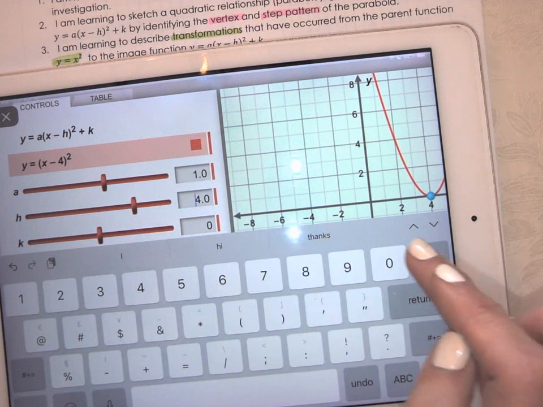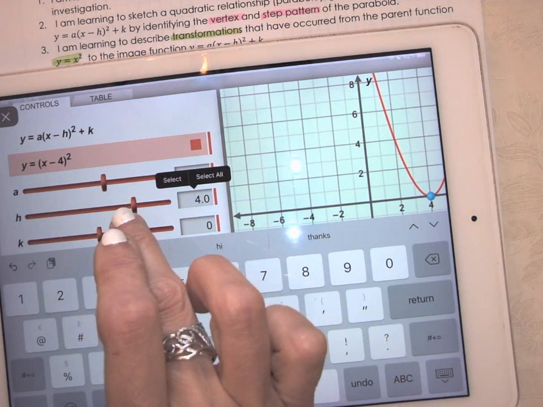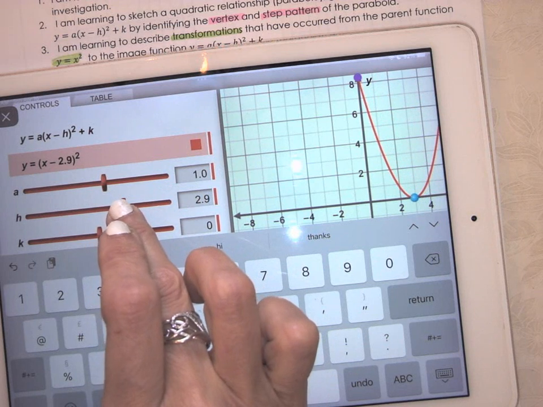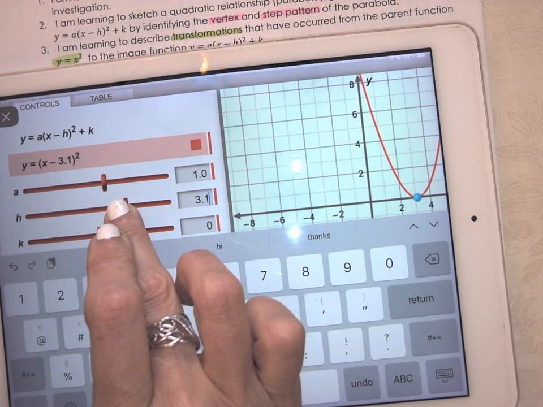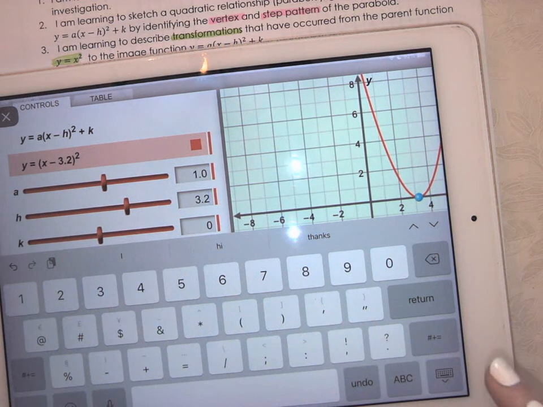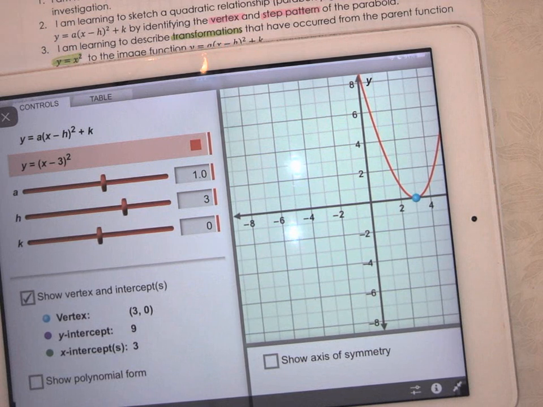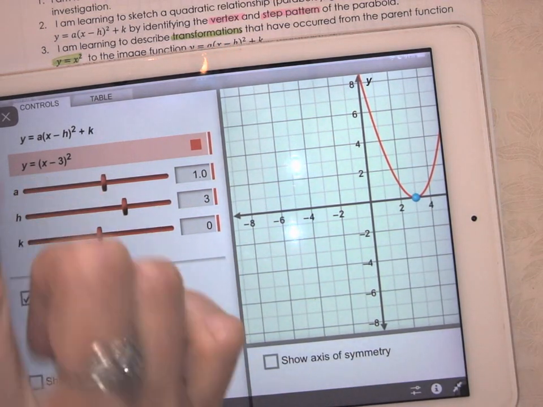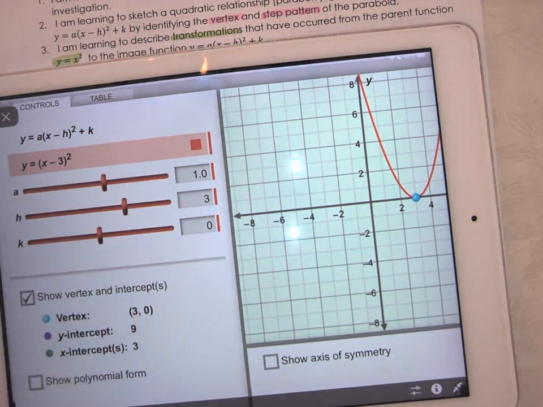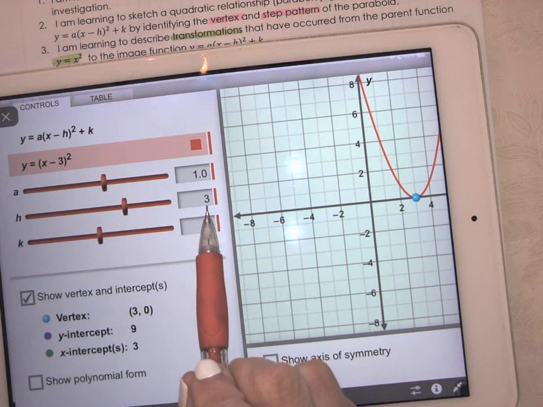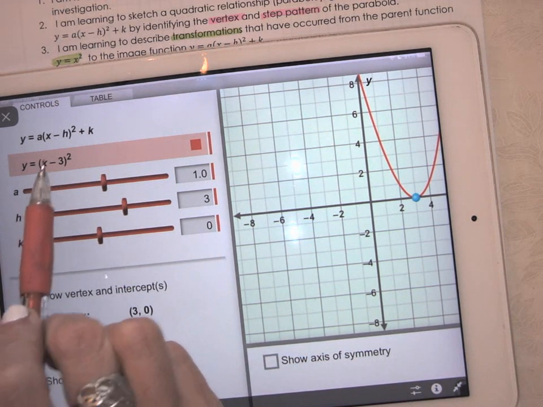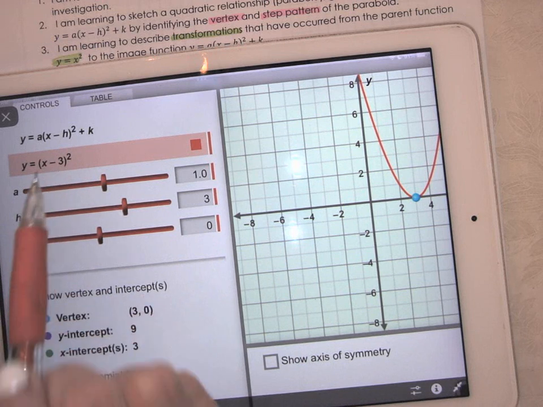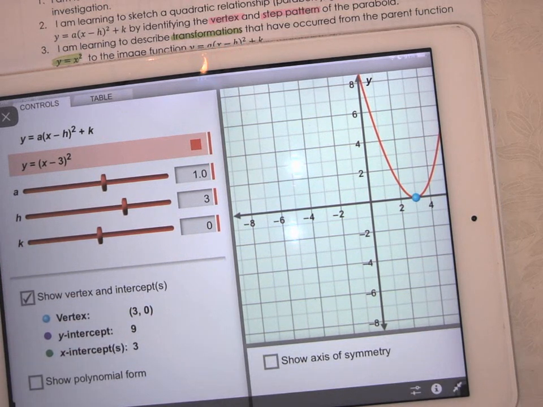I'll go over here. 3. There we go. Then our vertex is at 3, 0. Okay? So H is positive, we're moving to the right, but it's got this minus sign in the formula. That's what often confuses things for people. Okay, so H is +3, but when we write it in the equation, when we replace H with 3, we get x minus 3 squared.